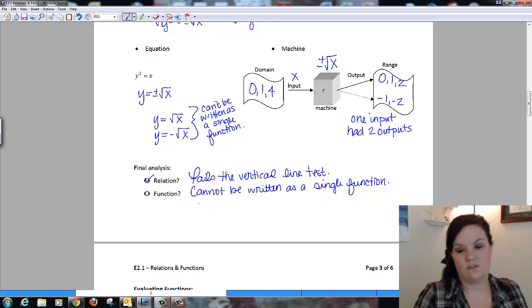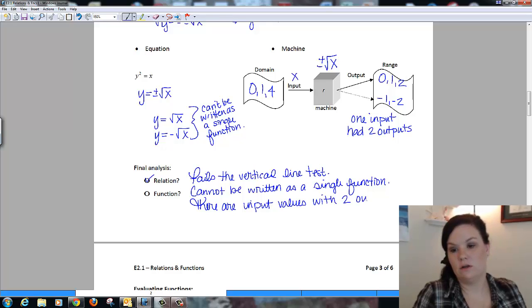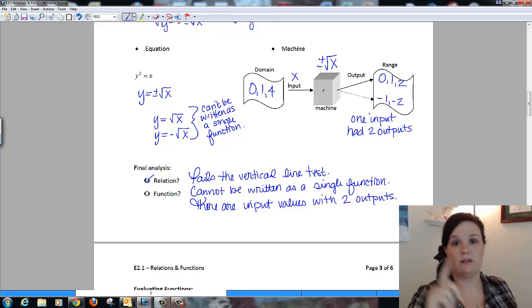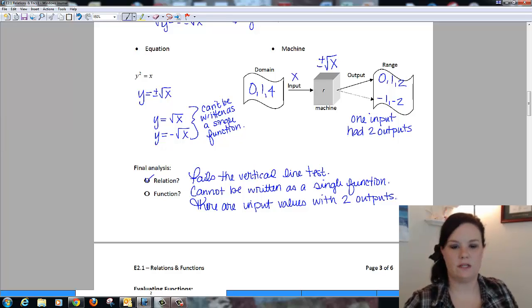And I'll just say, since there's more than one, there are input values with 2 outputs. Okay, and that's a no-no. Every number that we use as an input can only have one output. So here, this is a relation.